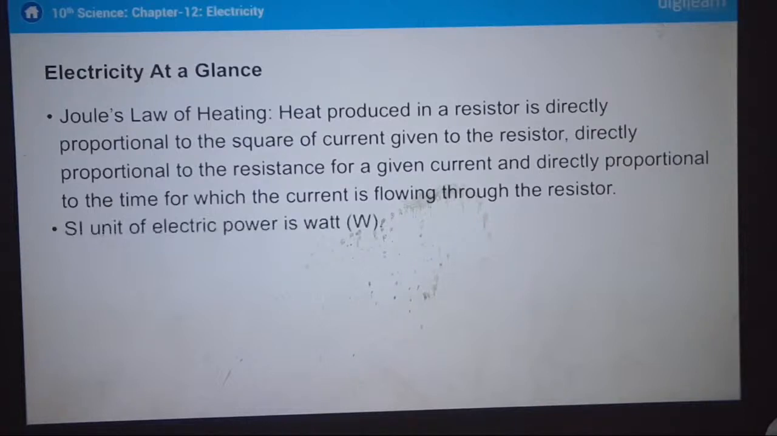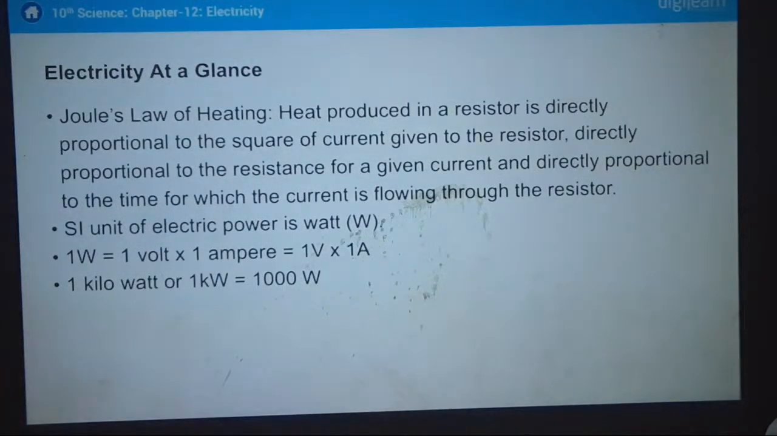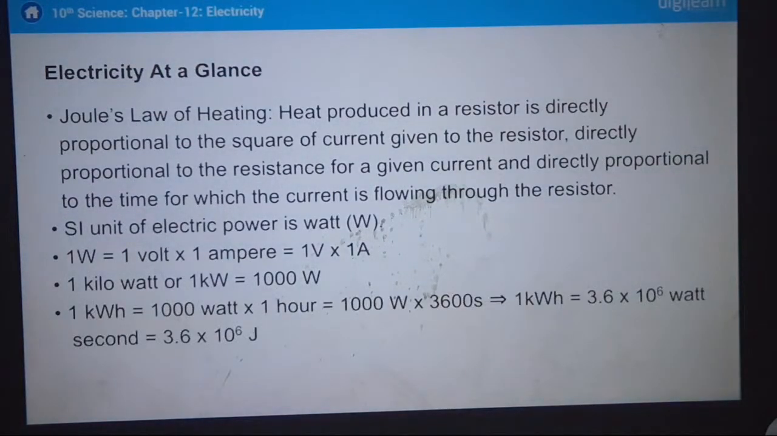SI unit of electric power is watt, W. 1 watt is equal to 1 volt into 1 ampere. 1 kilowatt or 1 kW is equal to 1000 watts. 1 kilowatt hour is equal to 1000 watts into 1 hour, that is equal to 1000 watts into 3600 seconds. Therefore, 1 kilowatt hour is equal to 3.6 into 10 raised to 6 watt seconds, that is equal to 3.6 into 10 raised to 6 joules.